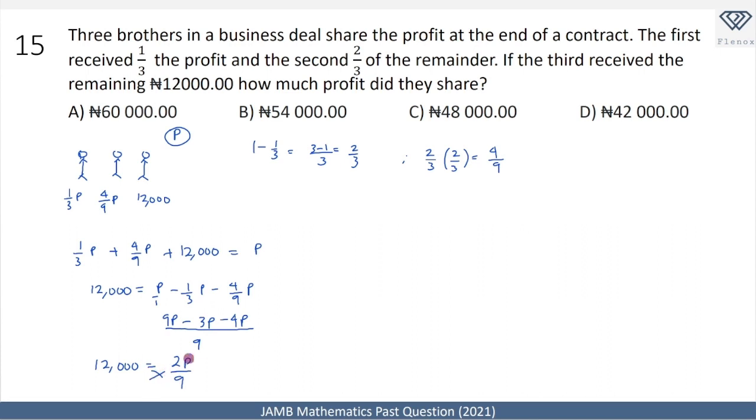So we can cross multiply, and we see that 2p will be equal to 9 times 12,000, and when we divide both sides by 2, we see that p will be equal to 9 times 12,000 divided by 2, which is 6,000, and 9 times 6,000, 9 times 6 is 54, is 54,000. So the total profit p that is being shared by all the brothers is 54,000, which is option B.